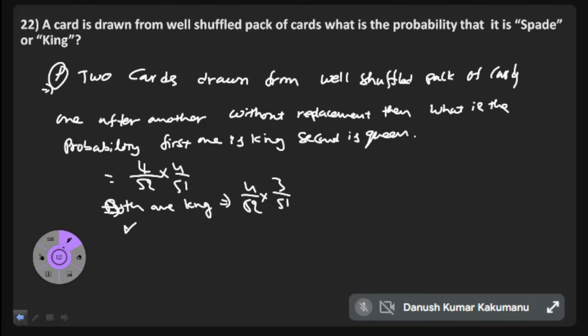And one more very interesting question. A card is drawn from a well-shuffled pack of cards.